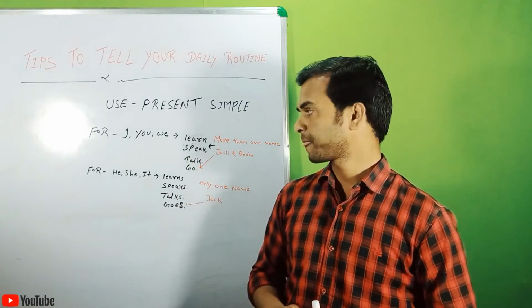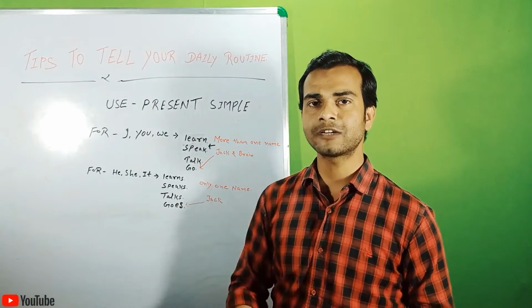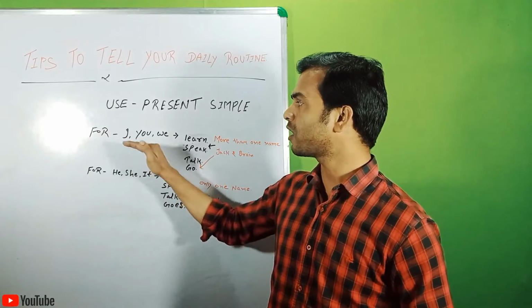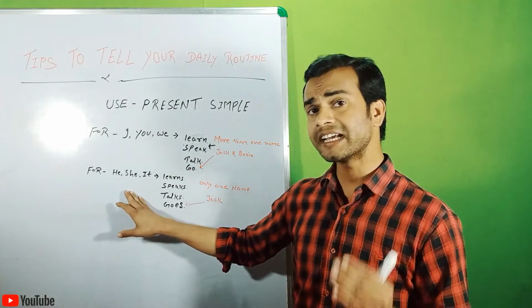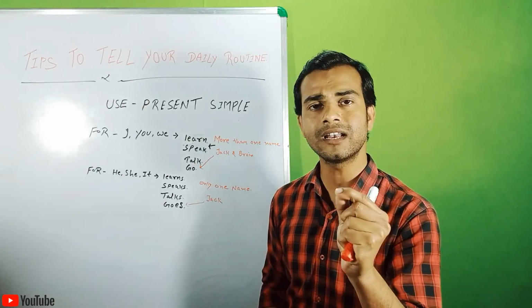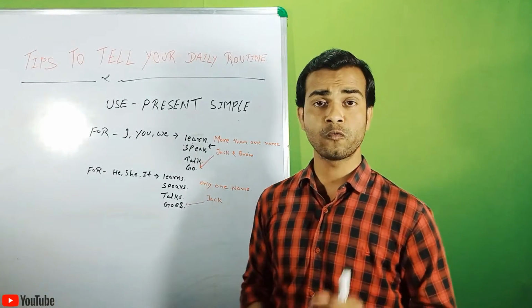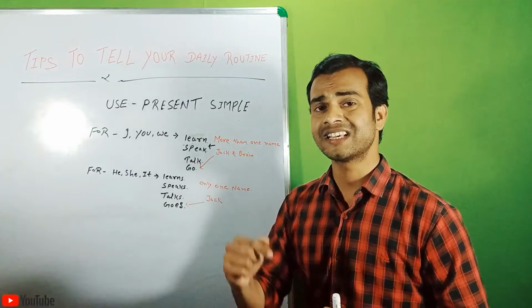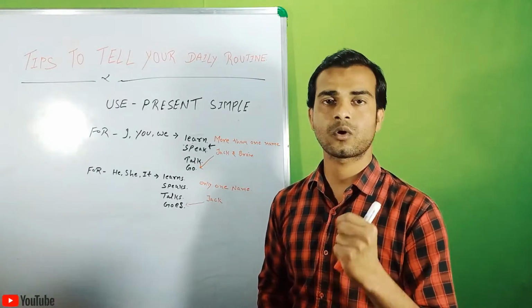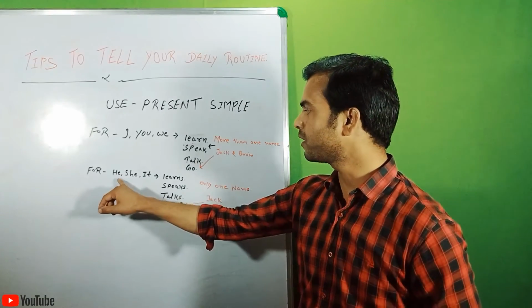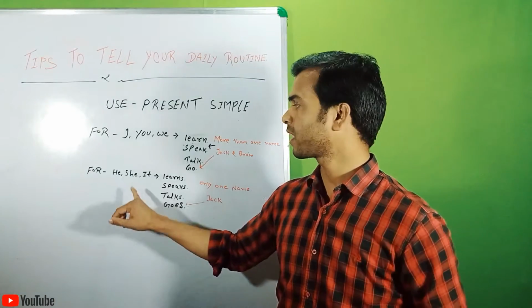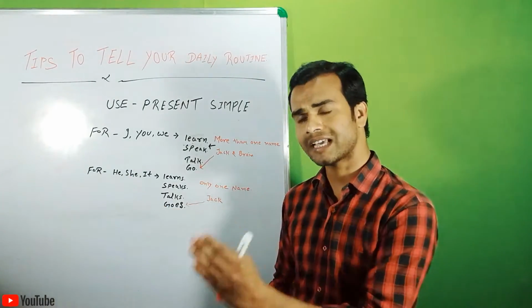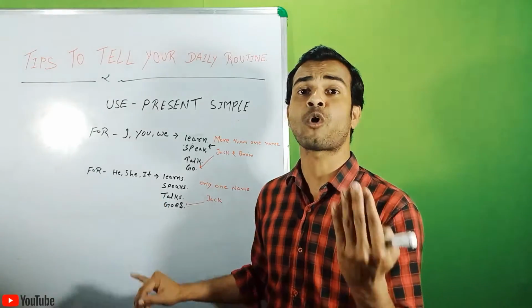Okay, now the next thing I would like to tell you: if you get other than this, I'm talking about he, she, it or any single name, you have to go with the verb with additional s or es. For example, he learns English, she learns English, or it talks.